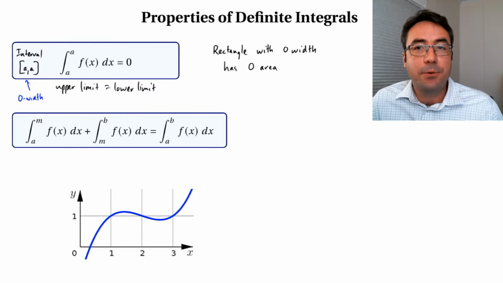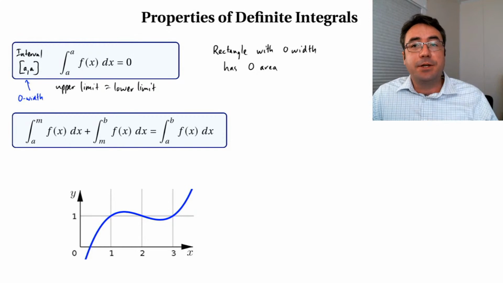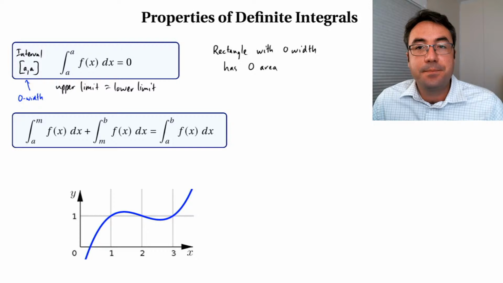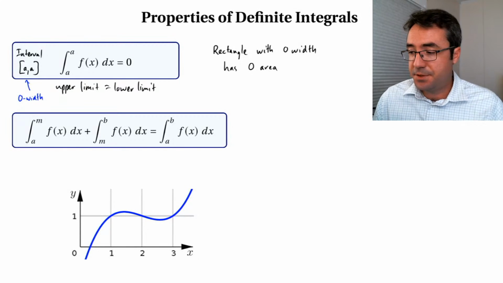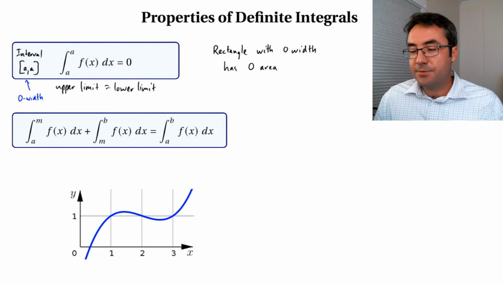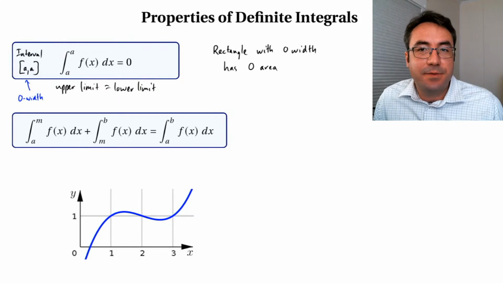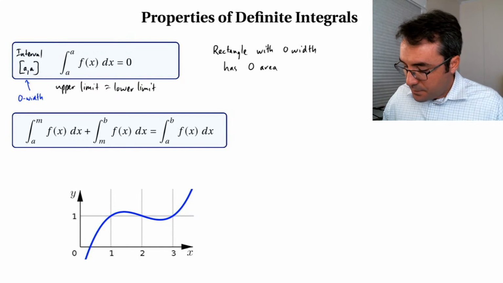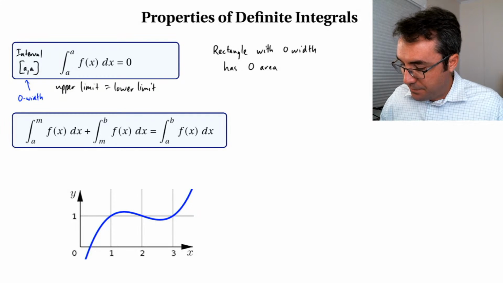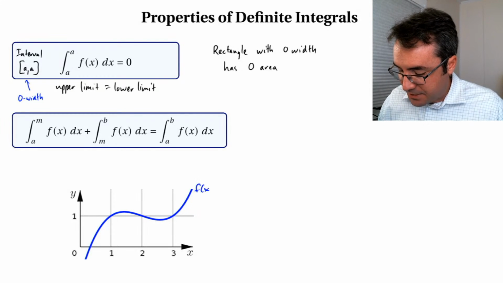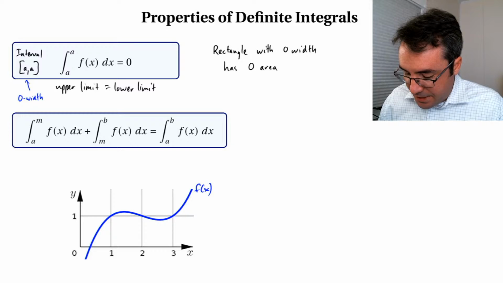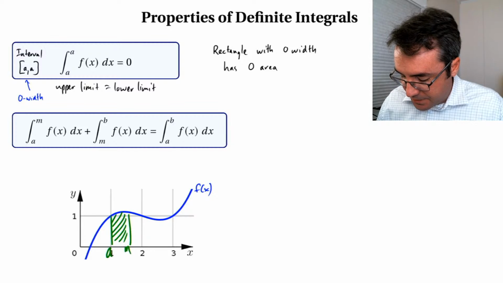We also had this property that let us split up the integration over different subintervals. And really this makes sense in the context of area as well. So let's say we were given a graph of some function f of x, and we were interested in calculating the area under the curve from a to m. So maybe this is a and this is m.